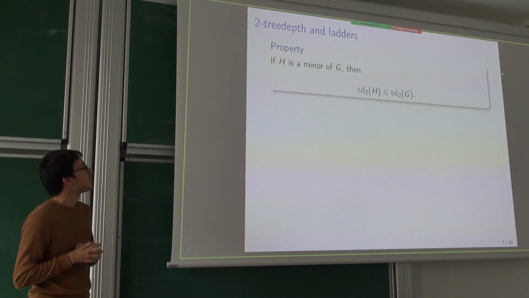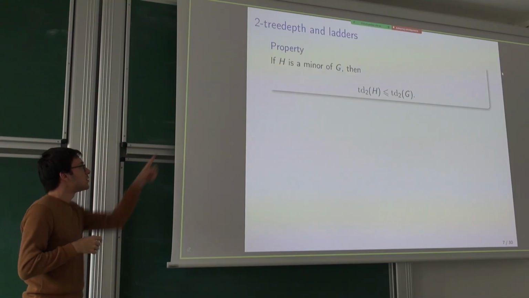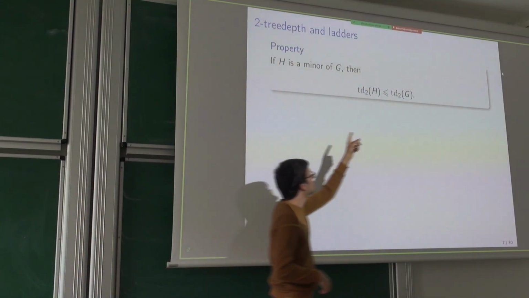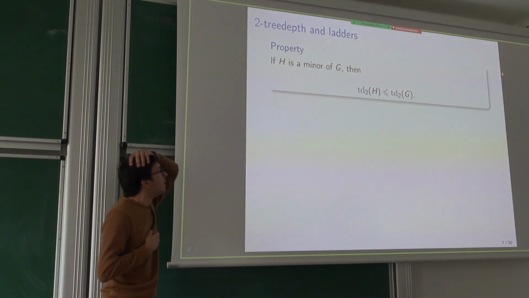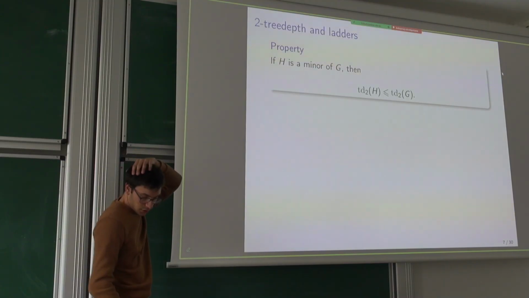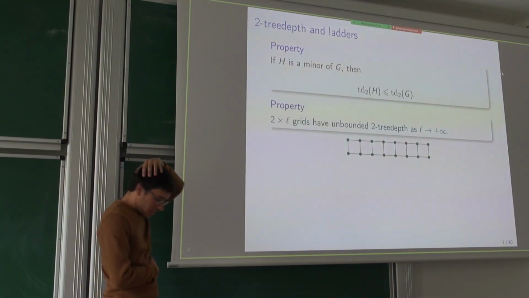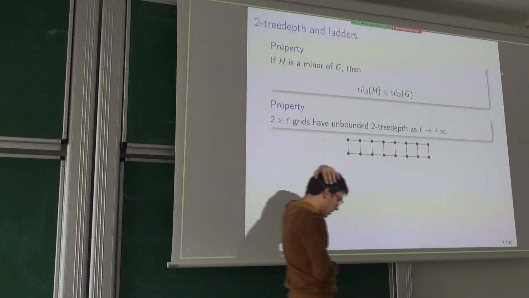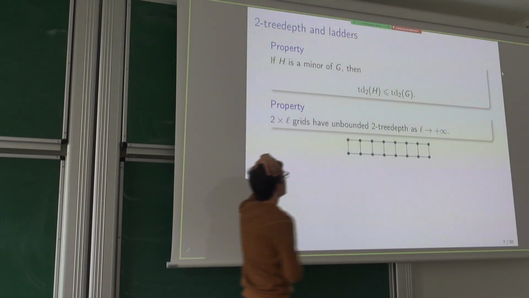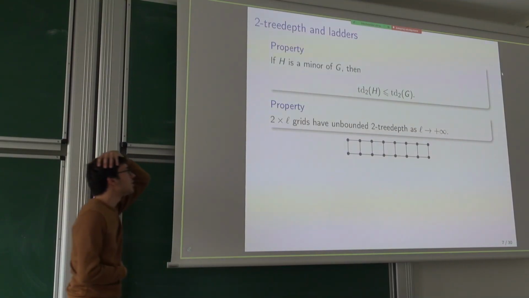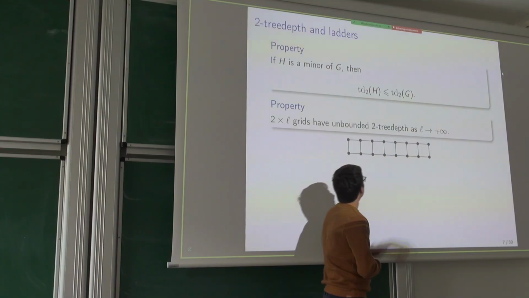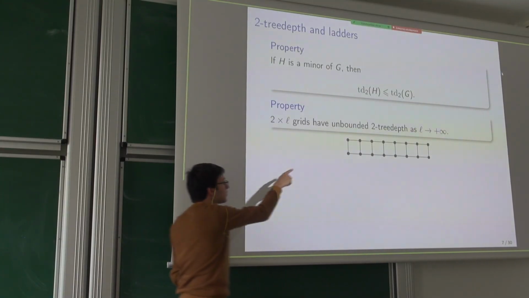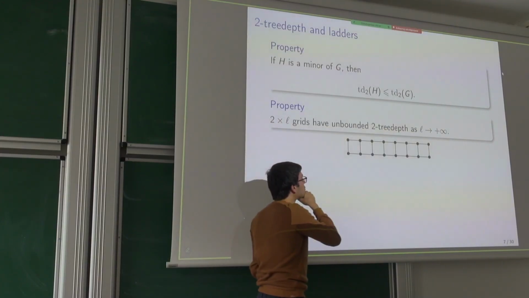And it's very relevant here because if H is a minor of G, then the 2-treedepth of H is at most the 2-treedepth of G. This was also the case for treedepth. And okay, so this is one first observation. And another observation is that there are canonical graphs of large 2-treedepth, and that's ladders. So grids 2 times L, grids like that. And I claim that grids like that have large 2-treedepth.